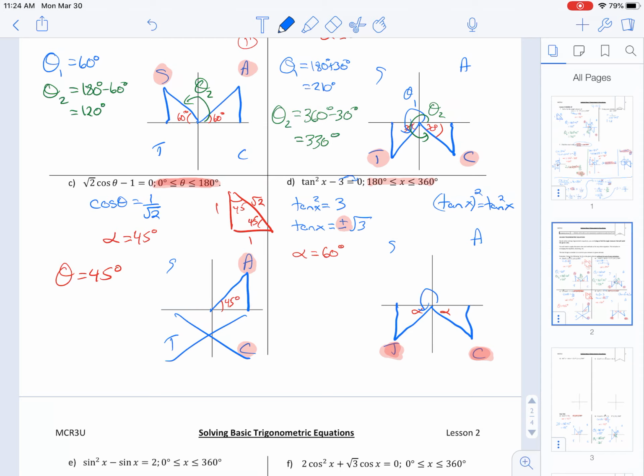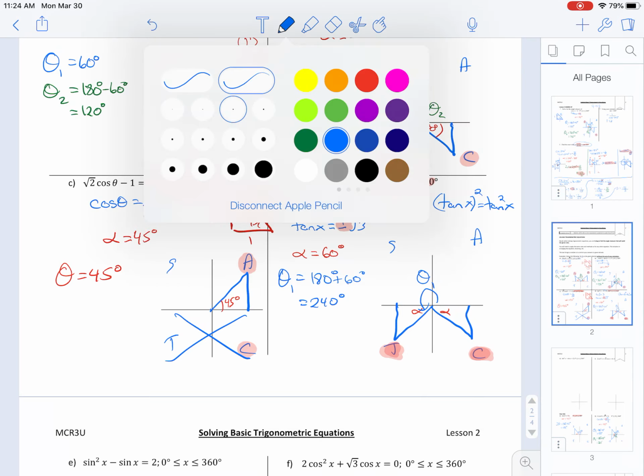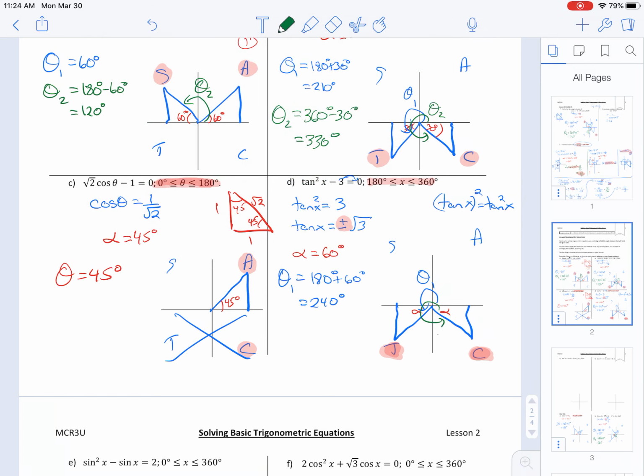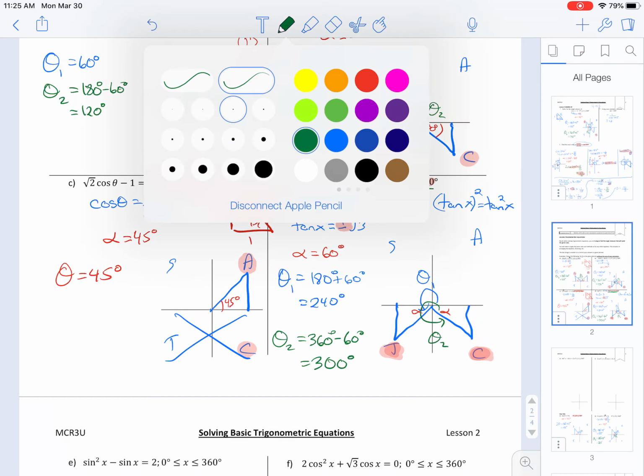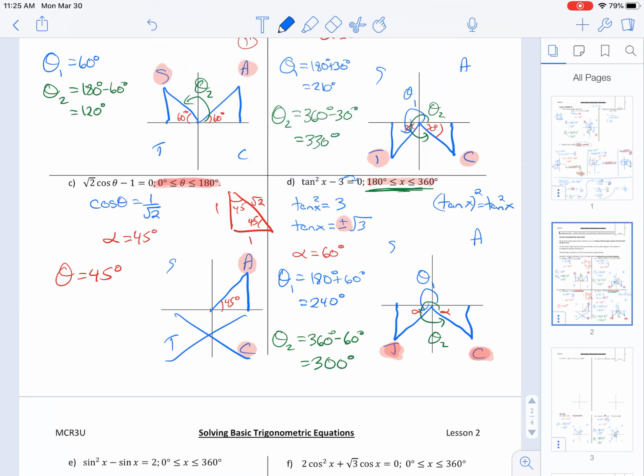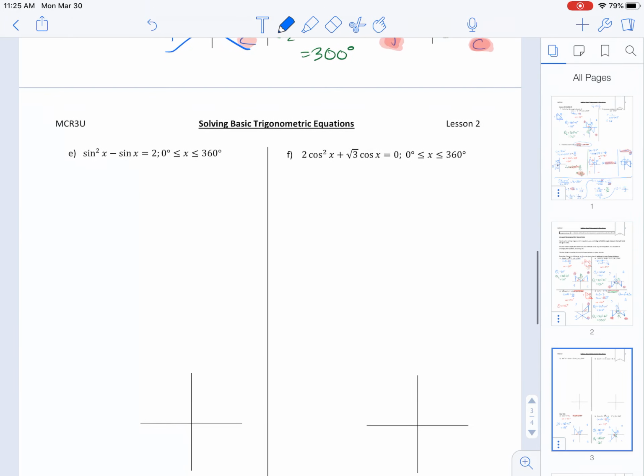So I've got my alpha, so theta 1 is going to be 180 plus alpha, which is 240. And then theta 2 equals 360 minus 60, which is 300. So there's my 2 answers. And I only go in those bottom 2 because they've stated it's between 180 and 360. Okay, the next couple are quite a bit trickier.